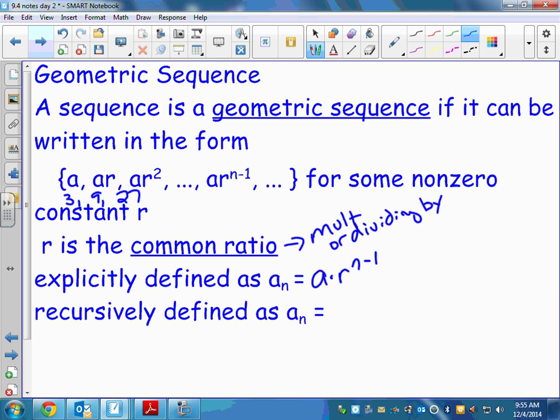And recursively defined, again, you're not going to have to simplify, but you do need to state the first term. And then every term after that, you're going to take the one before it, a sub n minus 1, times r, for every n greater than or equal to 2. And again, if I let you write the formulas out on a formula sheet, then it's just plugging in the numbers, right? How could I be any nicer?